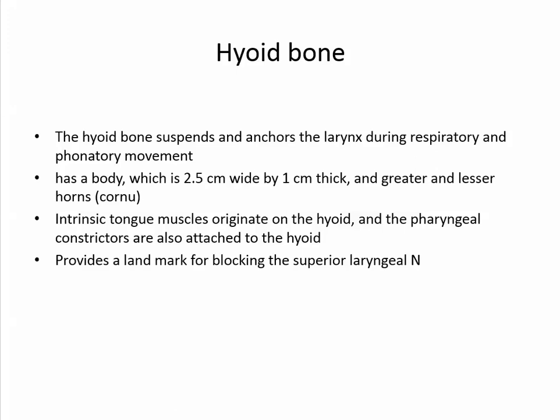The hyoid does not articulate with any other bone, and it is attached to the styloid process of the temporal bone and to the thyroid cartilage by the thyroid membrane and muscles. The intrinsic tongue muscles originate on the hyoid, and the pharyngeal constrictors are also attached to the hyoid bone. Hyoid bone also provides a landmark for blocking the superior laryngeal nerve.